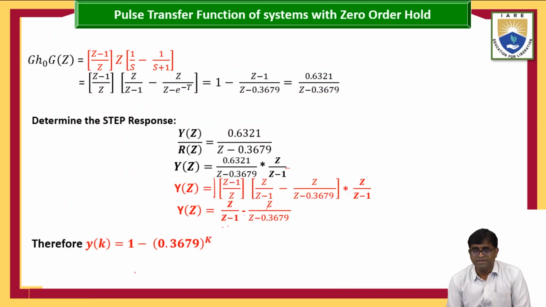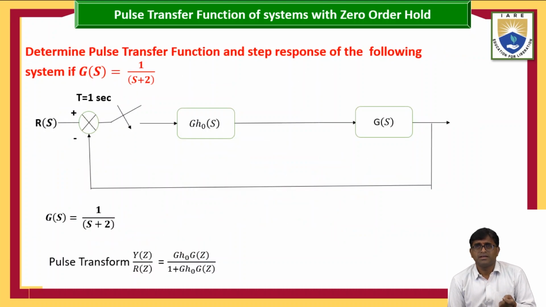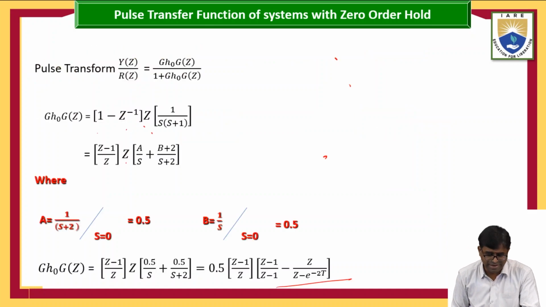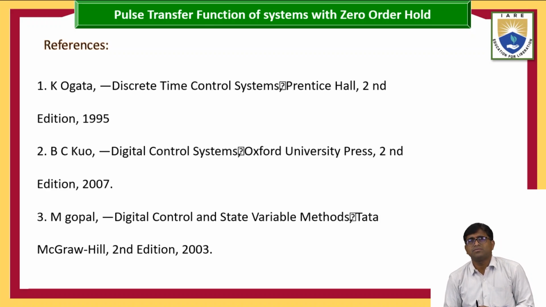Next. In the previous section, we found only the pulse transfer function for the forward path with some given functions. In this section, I am taking the function as 1 by s plus 2, but the forward path is having negative feedback. So this is the value. Now I am taking the reference as Ogata's book. You can refer to that one also.